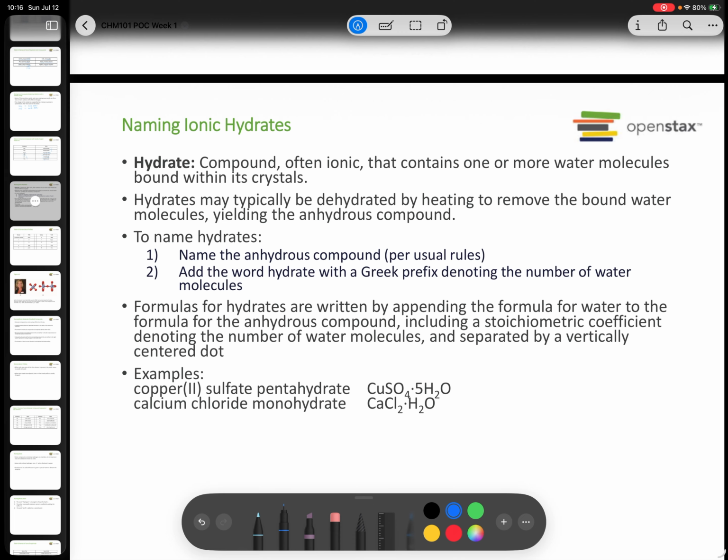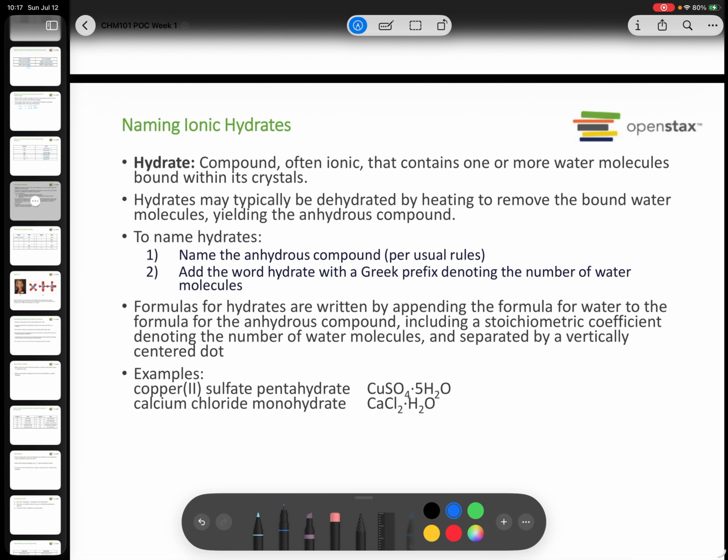So, when the water is removed by heating, the remaining compound is called the anhydrous compound. Okay? Anhydrous na siya pag wala na yung water. Okay? So, to name a hydrate, we first name the ionic compound normally, no? Then, we add a prefix and the word hydrate.